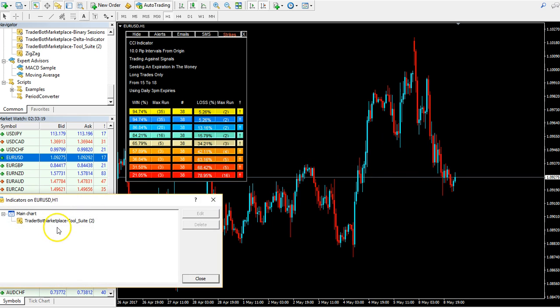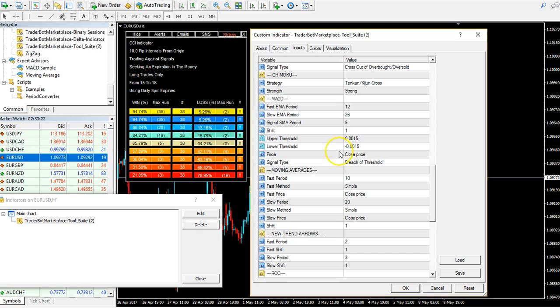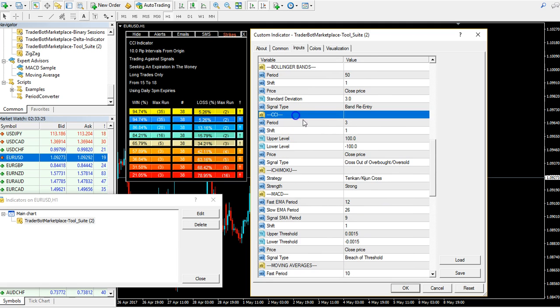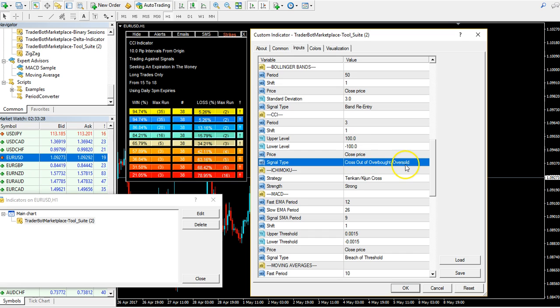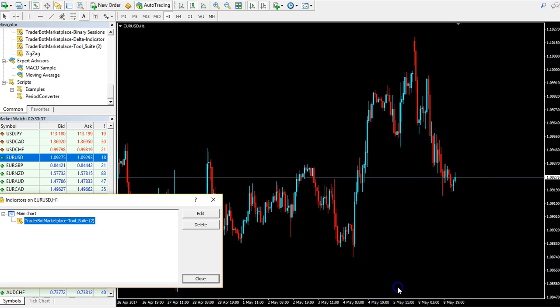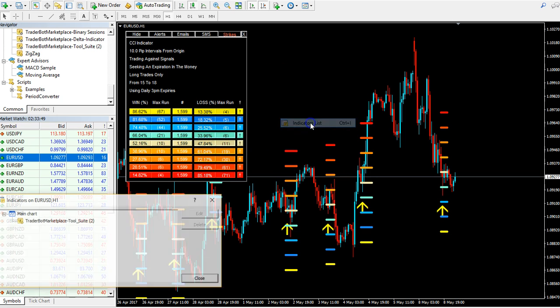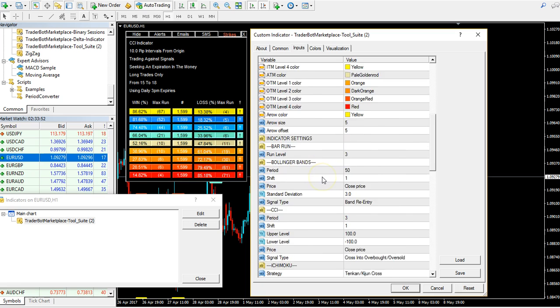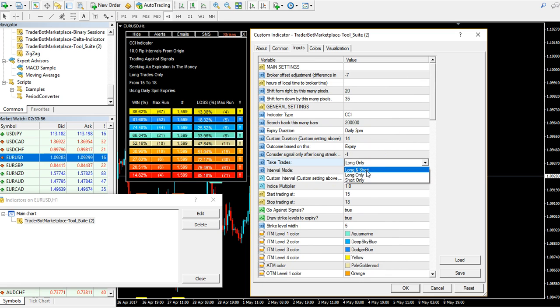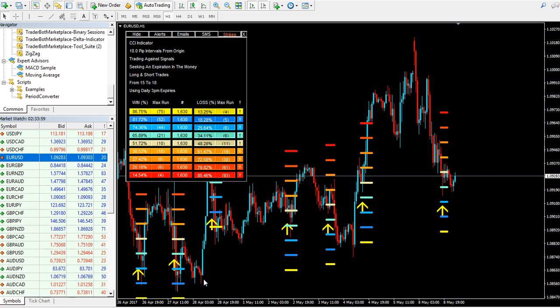What if I want to change it from looking at, instead of crossing out of the overbought, remember, going up into the overbought and then coming back down, what if I wanted to look at it crossing into the overbought oversold area? The win rate comes down a little bit. However, there's a lot of trades. It's lost 11 in a row. It's won 10 in a row. No good. And that's long only. Let me look at long and short. Long and short's about the same.